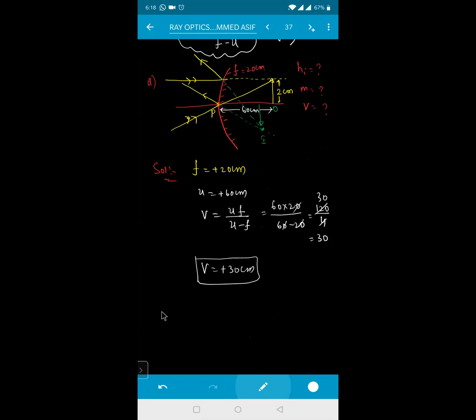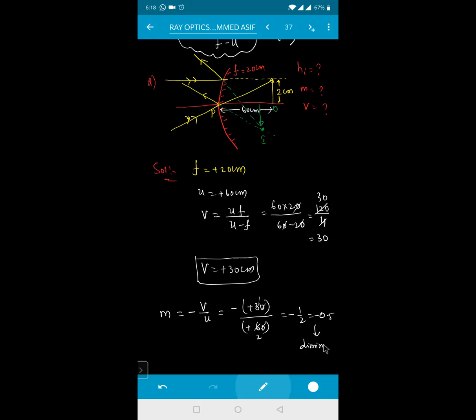Now, if I'm talking about the magnification, m is equal to minus v by u. That is equal to minus, object distance is how much for me? Plus 30, divided by image distance, how much for me? Plus 60. So this and this will get cancelled. 3 ones are 3, 2 ones are 2, so that will be equal to minus 1 by 2. That is minus 0.5. Minus 0.5 means the image is diminished.